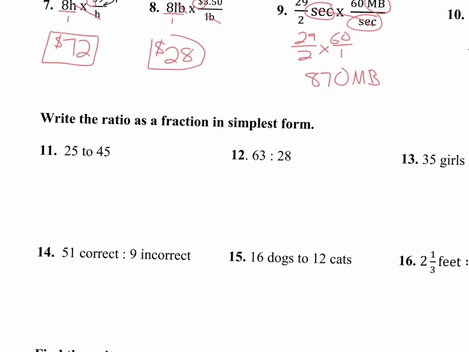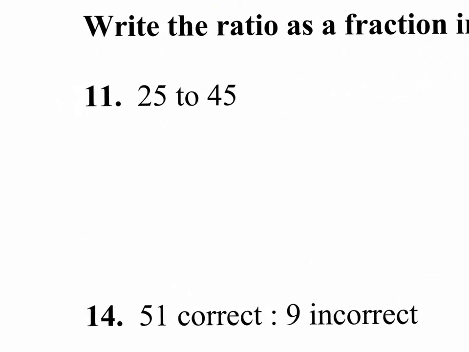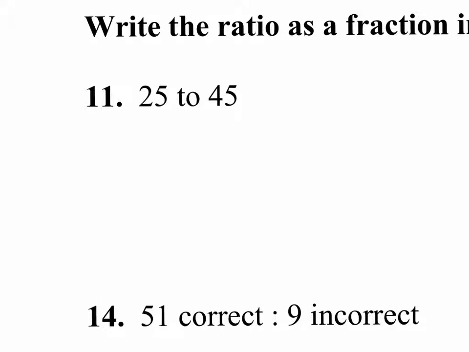Alright. Moving on, so write the ratio as a fraction in simplest form. So the ratio is 25 to 45. So a ratio is something compared to something else. So the ratio here is 25 to 45. It doesn't have a label, but we should know that a ratio is comparing two things. So it's 25 whatever to 45 whatevers.